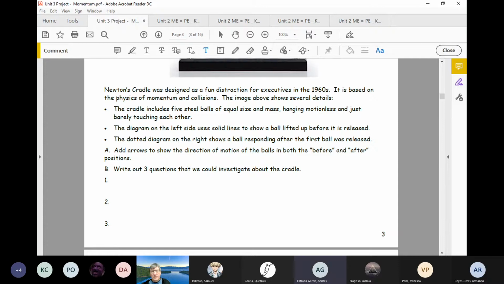Newton's cradle was designed as a fun distraction for executives in the 1960s. It's based on the physics of momentum and collisions. The image above shows several details. Great. So this thing was set up as a toy, basically, for people working in an office back in the 60s, and they'd have it sitting on their desk and play around with it, I guess. So anybody else want to read the next one?